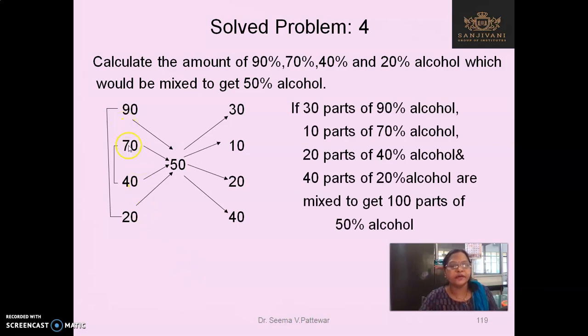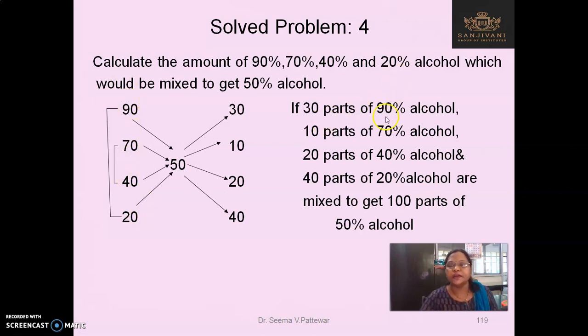So make the pair. In this case I have taken the 70 and 40 pair and the 90 and 20 pair. Just read this. Calculate the amount of 90%, 70%, 40% and 20% alcohol to be mixed to get 50% alcohol. We have to prepare 50% alcohol, that is the required strength. Then I have taken the pairs 70, 40 and 90, 20. One can also take 90, 40 and 70, 20. In this case I have taken 70 and 40 and 90 and 20.